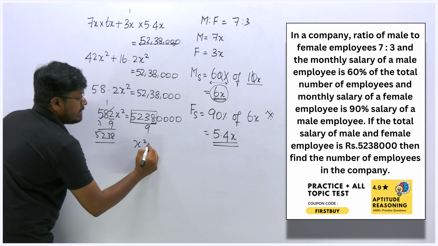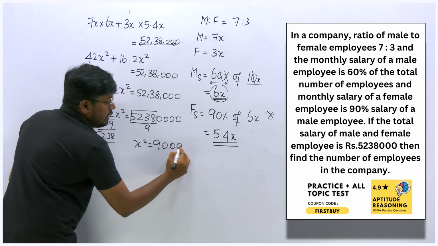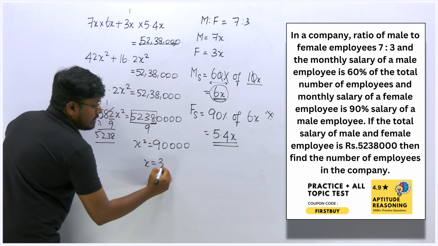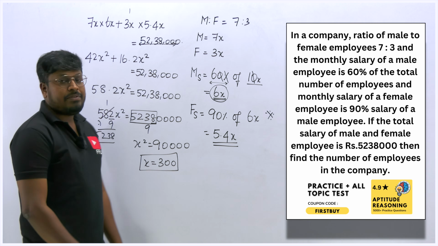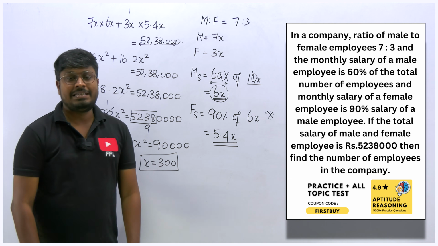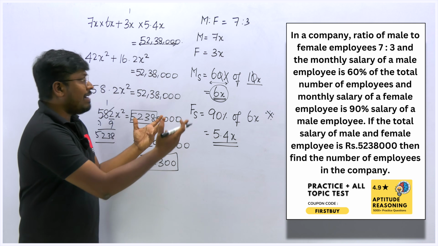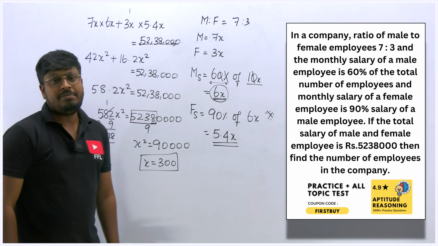So x square is equals to 1, 2, 3, 4, 0. So x is equals to 3, 1, 2 zeros. So finally, we found the value of x, which is 300. So once we find the value of x, finding all the remaining values will be simple.